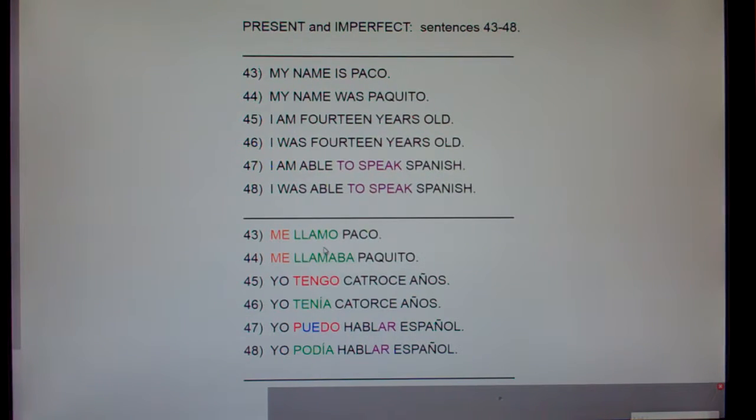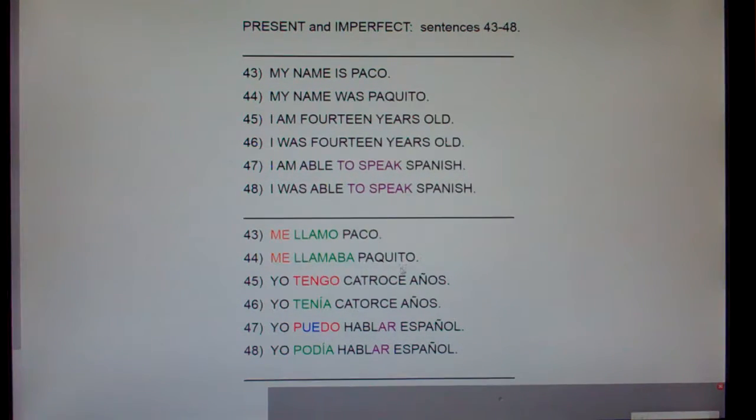Well, you write down llamar and think, llamar ends in AR, so I'm going to chop off the AR and add aba or ia. We keep our letter. If it's an AR verb like llamar, it's llamaba. So literally, myself, I called Paquito. And a lot of little kids stick an ito at the end of their name. Like in English, we say Bob, Bobby, Sam, Sammy. In Spanish, a lot of times it ends in ito, like Benito, Paquito. So ito means you're generally talking about a little kid.